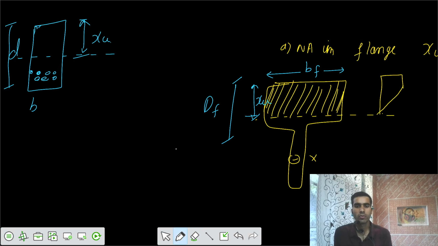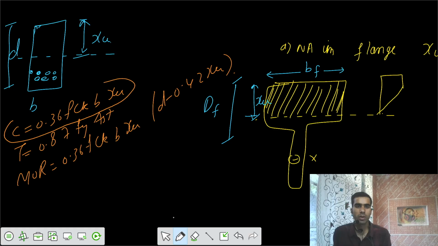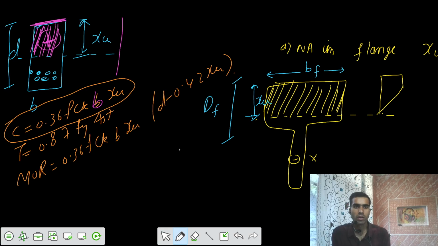Do you know how you solve for that C force and T force? What was the C force equal to? 0.36 FCK B XU, and the T force was 0.87 FY AST. And the moment of resistance was equal to 0.36 FCK B XU times (D minus 0.42 XU). Because this C force corresponds to a width of B, this part is having compressive force, so this part of the section dimensions is taking that compressive stress, this B.